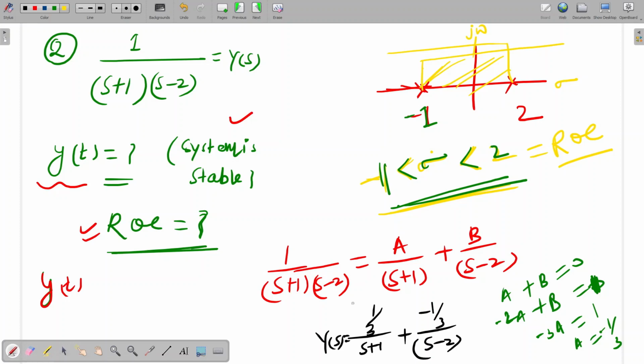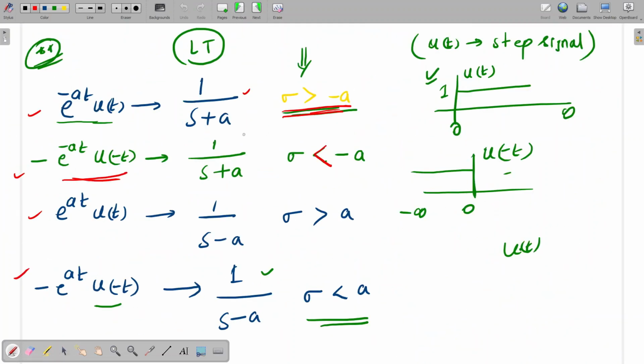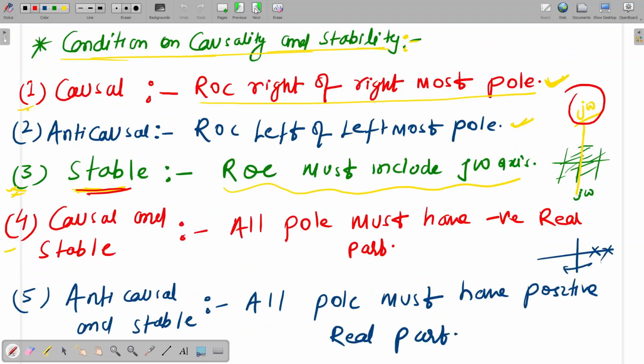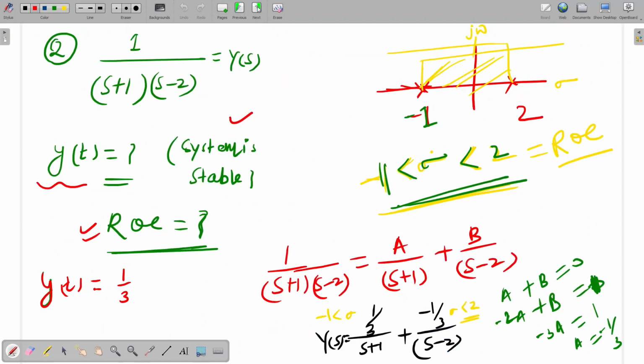But here, if you see, sigma is greater than -1 and here it is sigma less than 2. Okay. So the y of t will be equal to, here the normal formula we can apply. So 1 by 3, it will be e to the power... for the less-than case, what is the formula? This is greater than -1, this is less than 2. First we'll see the normal greater-than formula, 1 by e to the power minus at u of t. Okay, so that we can apply here.